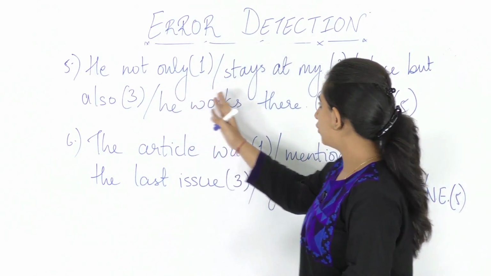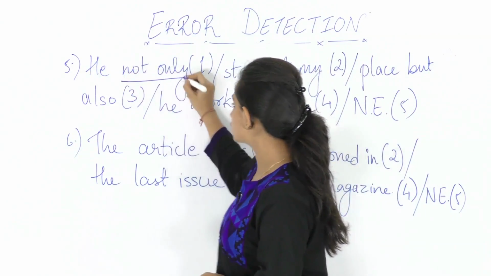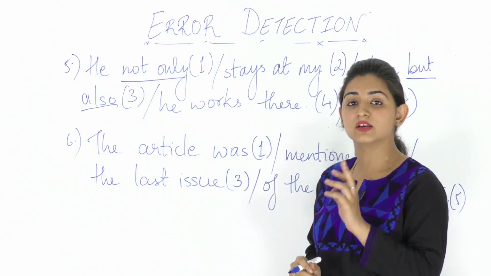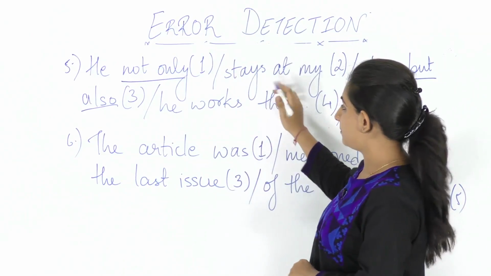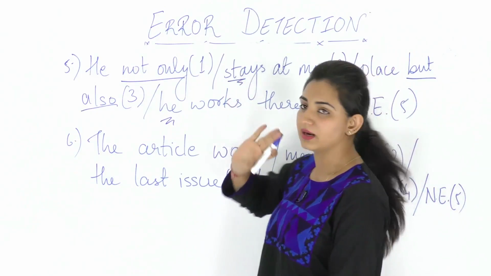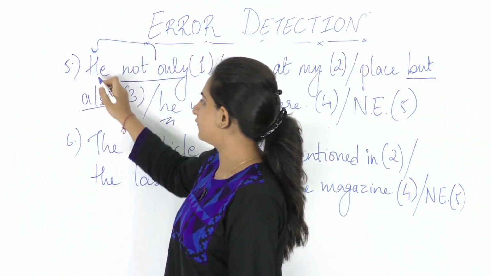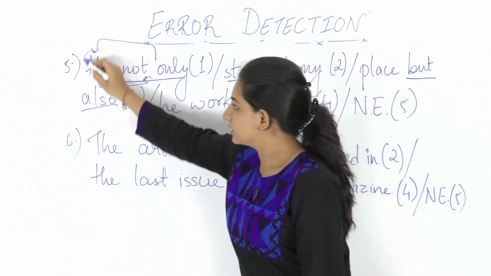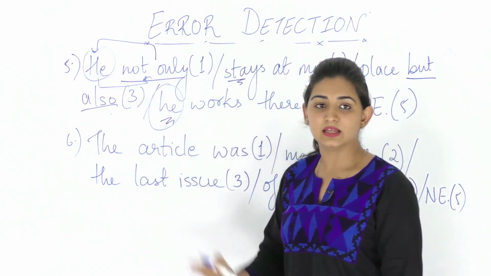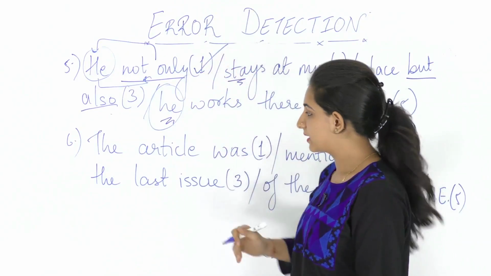It says, he not only stays at my place but also he works there. You all know not only and but also. These are correlative conjunctions, and correlative conjunctions have a rule that if you are placing a verb here, similarly a verb will be placed here as well. Now here we can't change the verb, here we can't change the subject. What we will do is, we will place not only first and he after it. With this, he, that is the subject, comes after not only, and here also after but also we will have he, that is the subject. Now we know that the error is in part 1. Let's proceed to the next one.